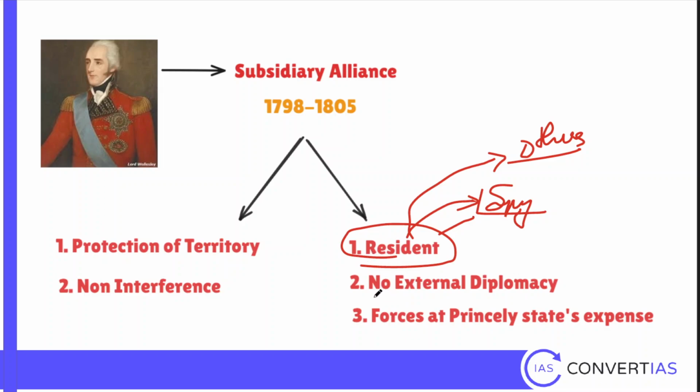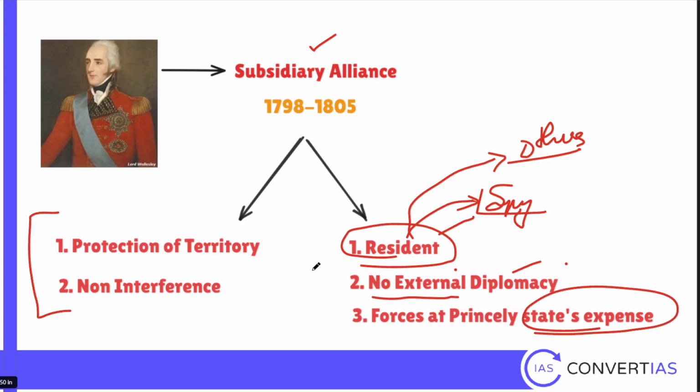Next up, no external diplomacy. Once you accept the subsidiary alliance, for example, if Tipu Sultan is accepting the subsidiary alliance, Tipu Sultan cannot install the Tree of Liberty in Mysore. Tipu Sultan cannot be a member of the Jacobin Club because that's part of external diplomacy. You know that Tipu Sultan was a very close aide of the French. That's why I used that example. That cannot be done. No external diplomacy. That's the second clause. Third, a force of the British has to be maintained within the princely state at the expense of the state. Now these are the 5 important clauses of subsidiary alliance.